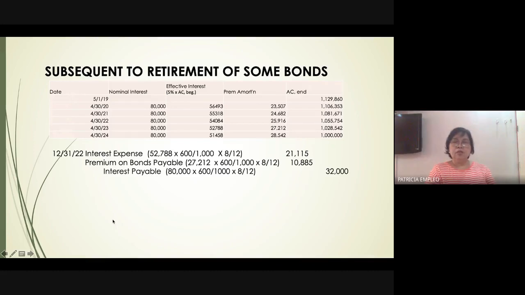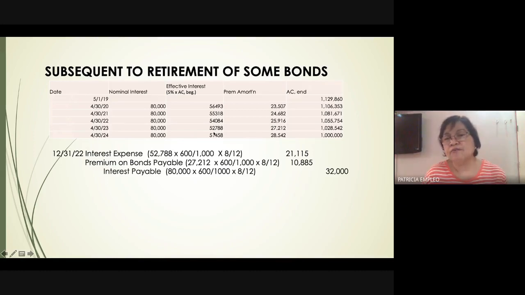600,000. Please take note that even if we prepared entries on June 30, 2022, these entries pertain only to those bonds that were retired. So to those bonds that are still outstanding, yung natitirang 600,000, the last entry for the updating of the premium amortization was made on interest date, that is April 30, 2022. Therefore, from April 30, 2022 to April 30, 2023, we are now in this period because this is dated December 31, 2022. That date will be within these two dates. Therefore, we will take up the second to the last row.